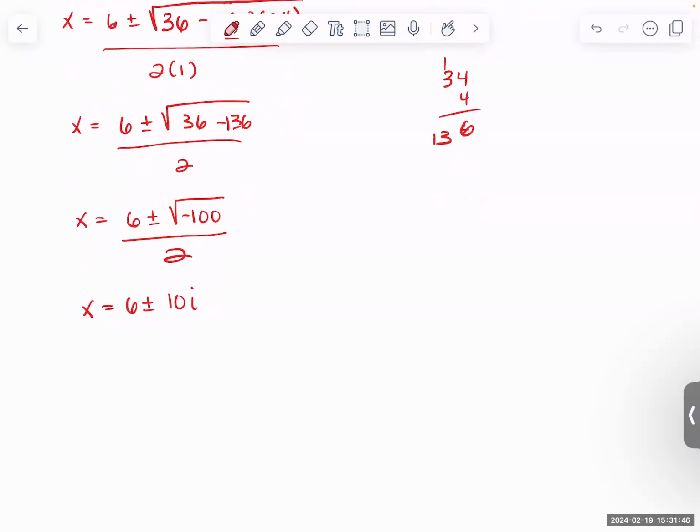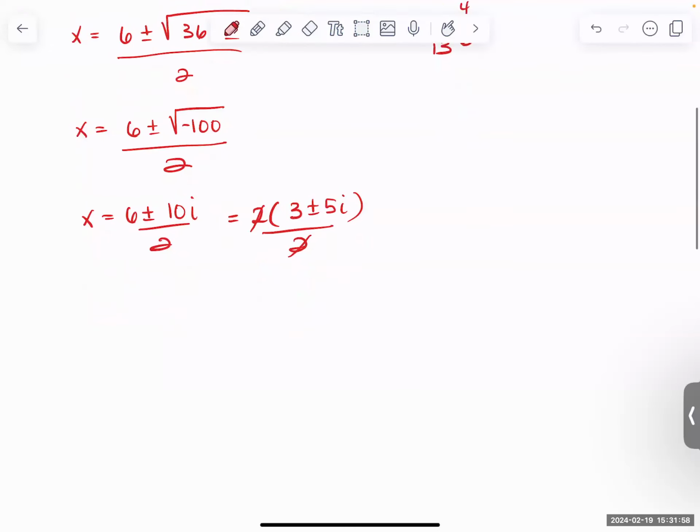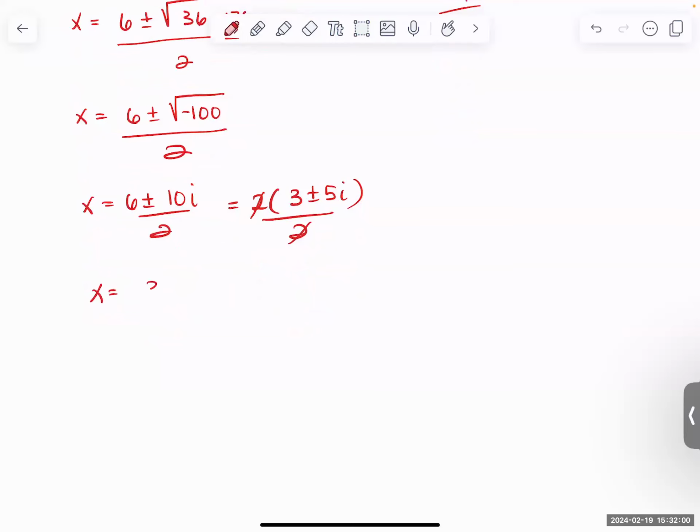10i over 2. And I can cancel a 2 because I can factor a 2 from the numerator. And I can cancel that with the 2 in the denominator. So the two values for x are 3 plus or minus 5i. So we have 3 plus 5i and 3 minus 5i.